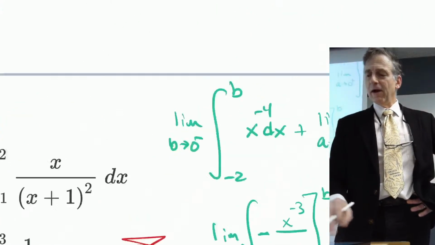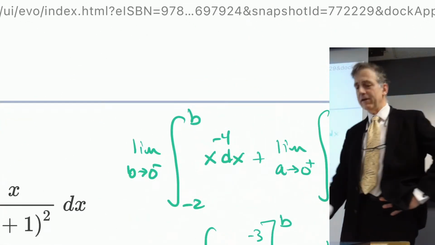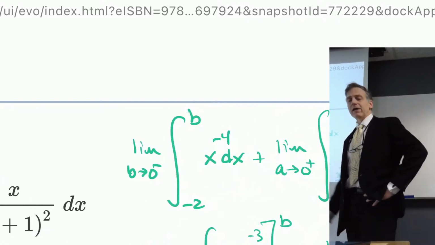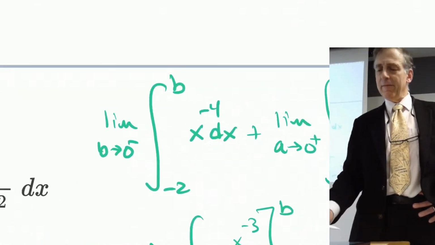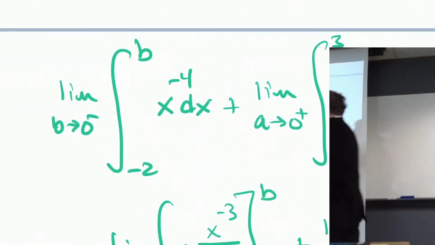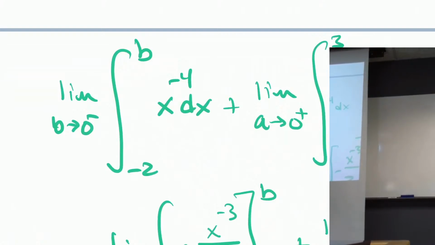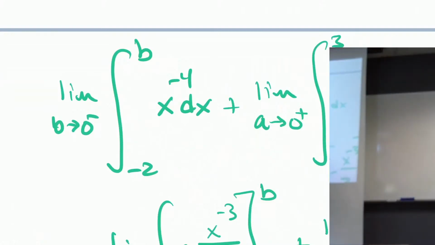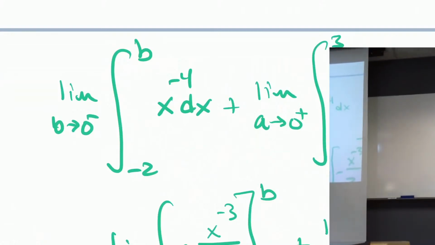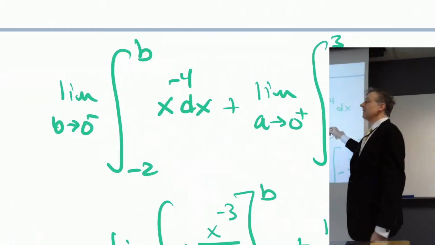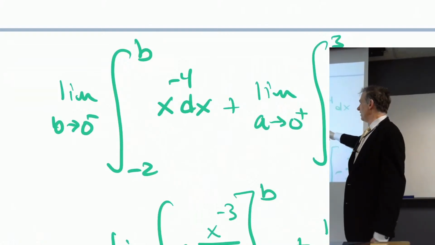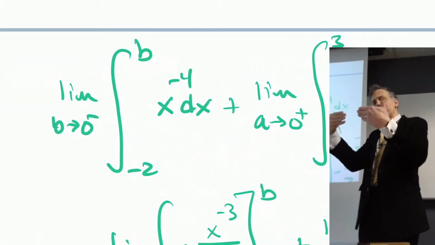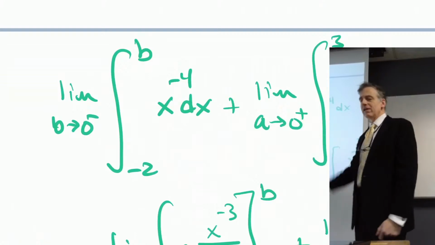And so that's why I'm going to separate this into two separate integrals. Wow, that's kind of hard to see. But anyway, you can see what we're doing here is we're going to have the limit as b approaches 0 from the bottom for the -2 to b, and then from a to 3, you do the integral with the limit as a approaches 0 from the top. So you're kind of coming at 0 from both directions, and those are both pretty easy integrals.